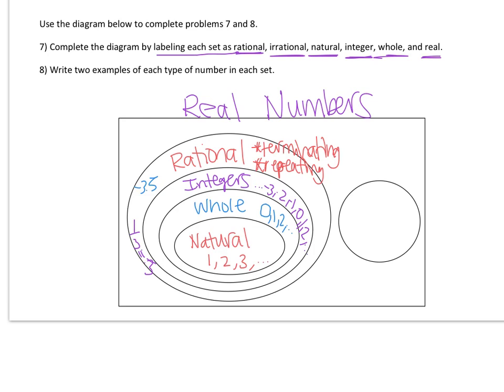Also, any natural number, whole number, or integer is also going to be considered a rational because you can rewrite, like for example 3, you could rewrite that as a fraction, 3/1. It's also a terminating decimal.